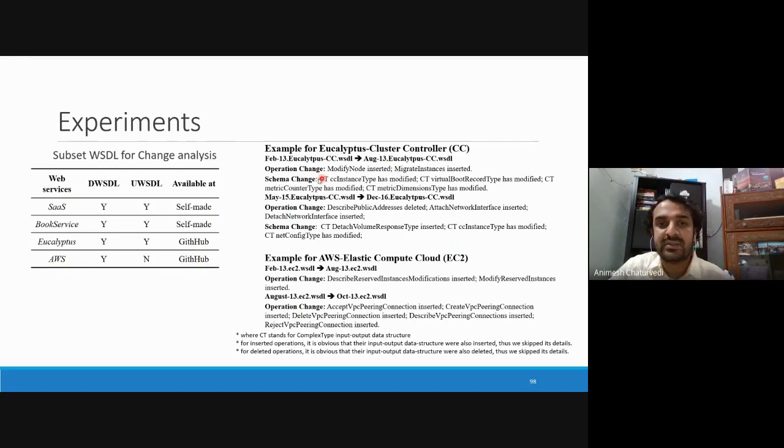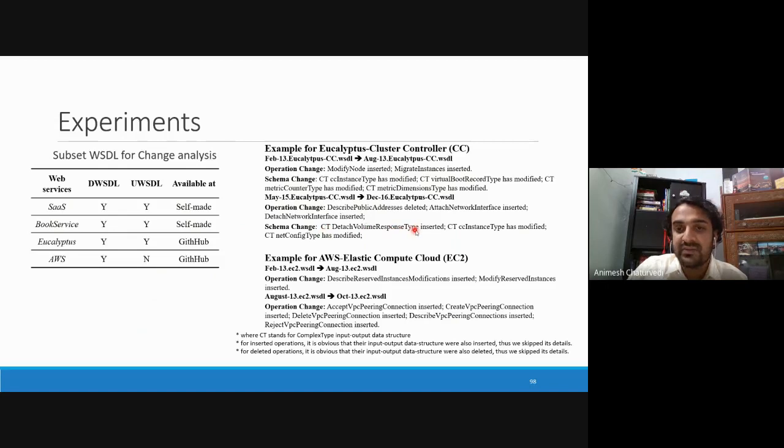So this type of specific WSDL changes was generated, like the operations modified, like a modified name node being inserted, and a migrate instance operation being inserted. Then schema means data structure, so this type of data structure of that web service was changed. Then the described public address operation was deleted from May 15th, means May 2015 Eucalyptus CC WSDL, to December 16th Eucalyptus CC WSDL. So this operation was deleted and the attach network interface operation was added.